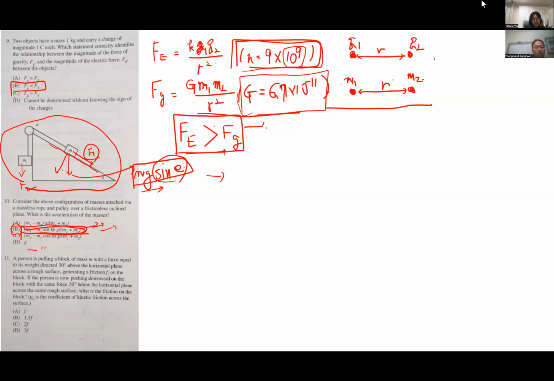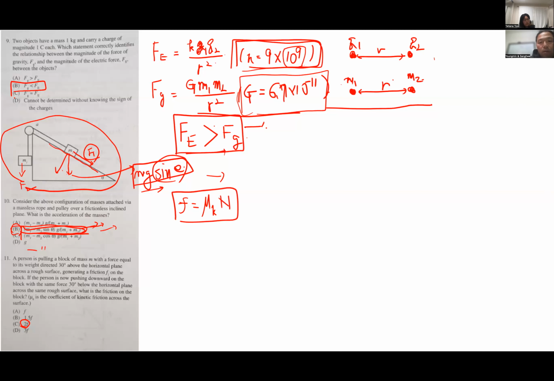C? Yeah, that's your answer? Okay, so let's take a look. So frictional force F is the frictional coefficient times the normal force N.